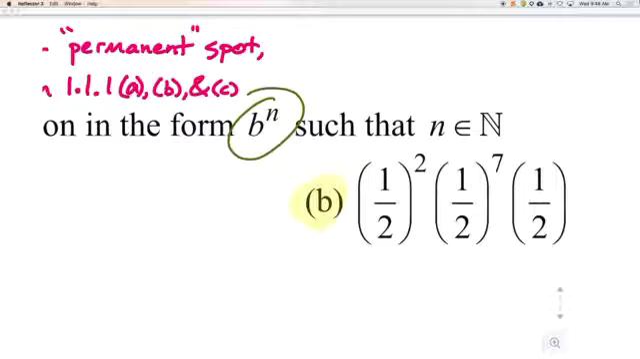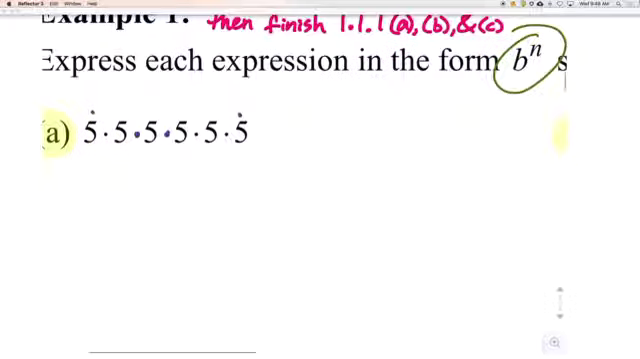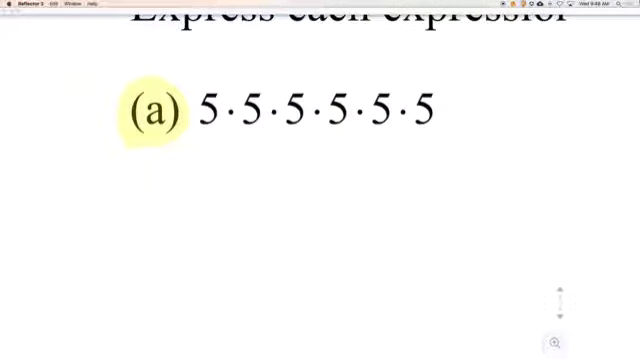But when all else fails, if not in the very beginning, when all else fails, read the instructions. So on part A, I don't expect you to multiply those all out and go like 5 times 5 is 25, 25 times 5 is 125. I'm not interested in that.